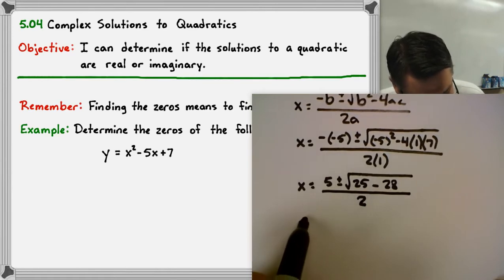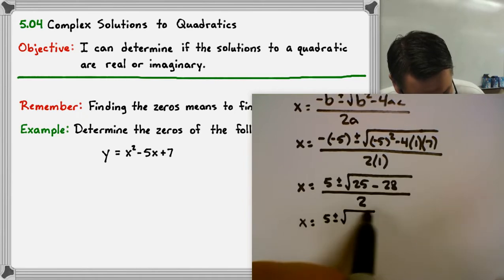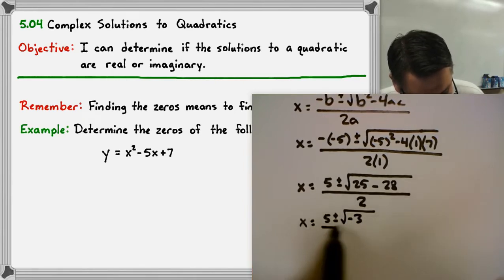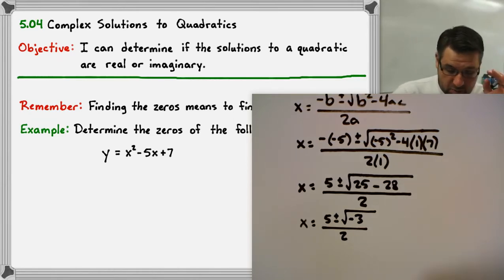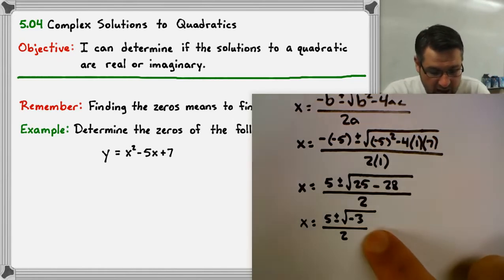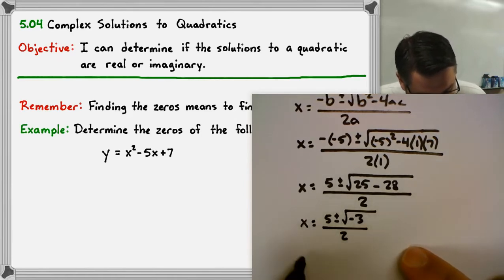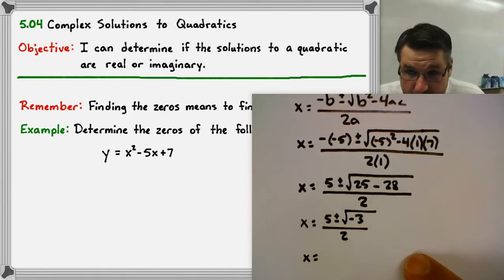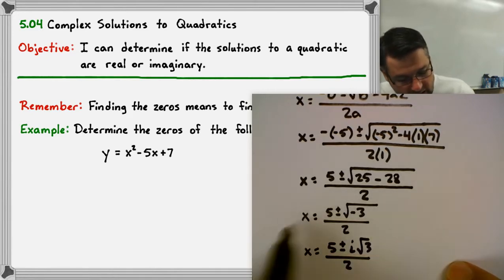And now we want to simplify this. So we simplify what's inside the radical. 25 minus 28 is negative 3, and then over 2. Now, this particular solution cannot be broken down or simplified any further than what we have. Well, actually, we can do one more thing. I apologize. You have the negative inside the radical, so you can take that out because it's an imaginary number. We could say 5 plus or minus i radical 3 all over 2. So that is our answer.